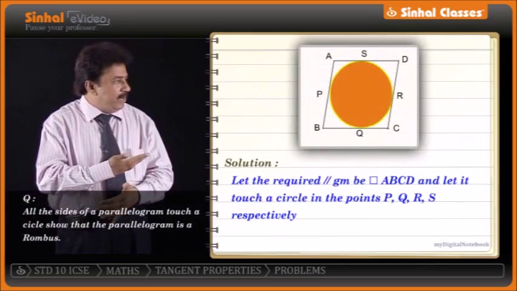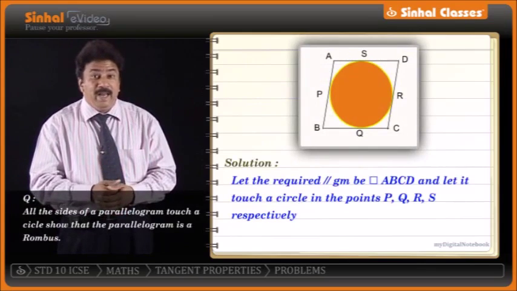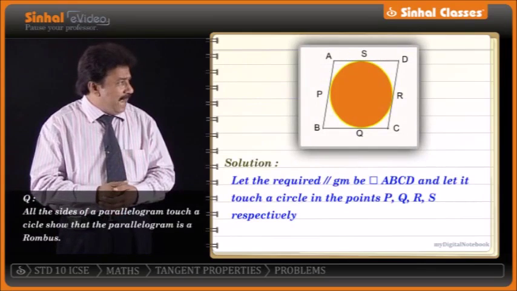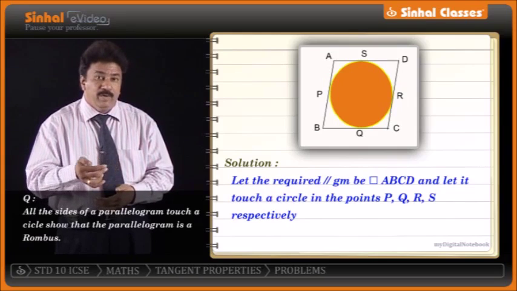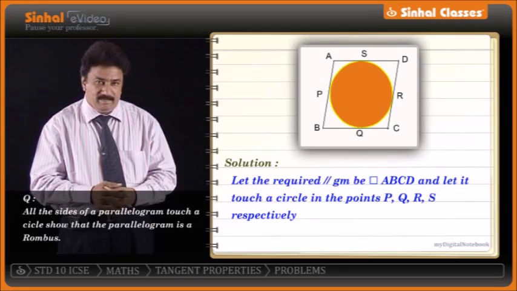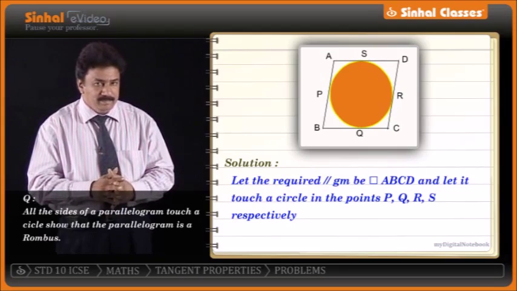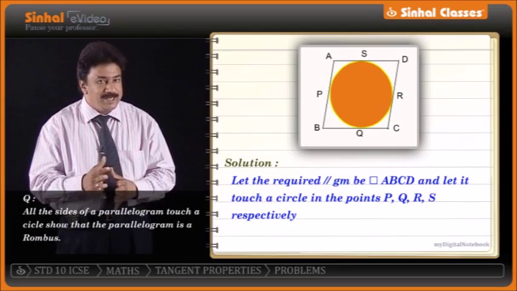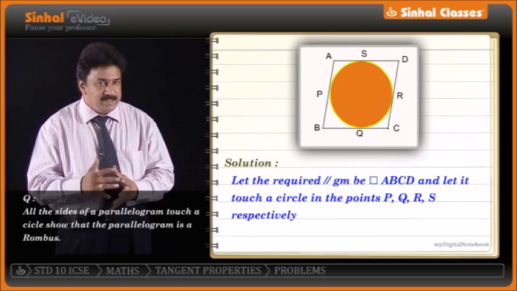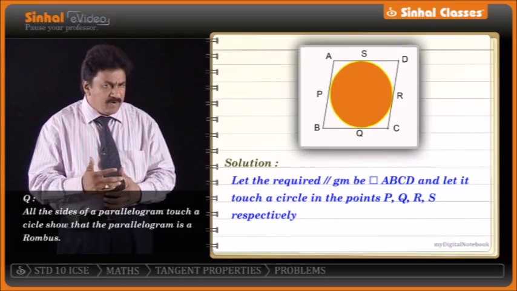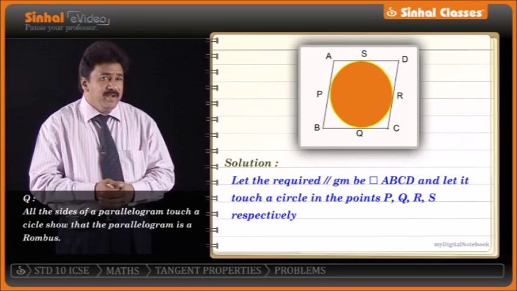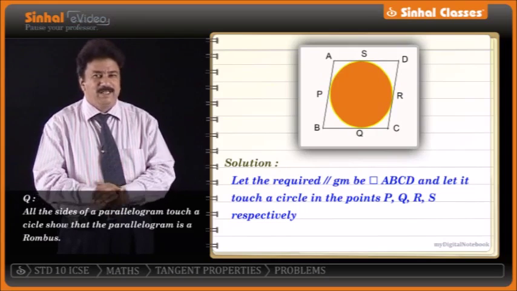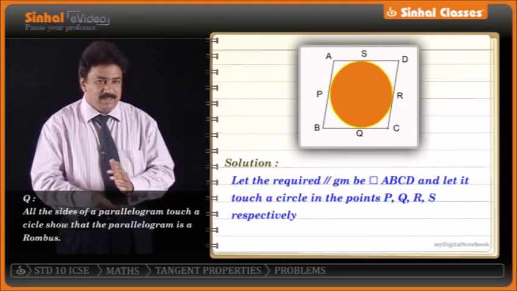Let the required parallelogram be ABCD. Correct. And let it touch a circle at the points P, Q, R, S respectively. So now you have a parallelogram and a circle touching all the sides of the parallelogram. Yes, this is the figure in front of you. Now, what do you want to prove? You want to prove that this parallelogram is nothing but a rhombus. Okay, let's proceed further. Let's start solving the sum.